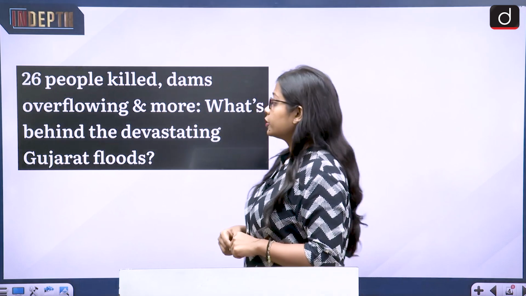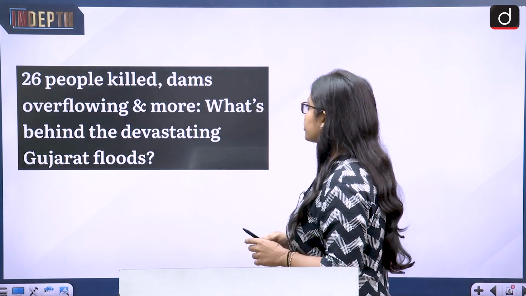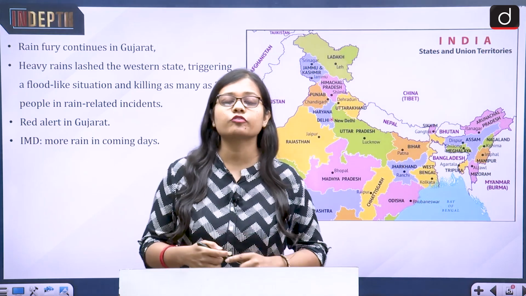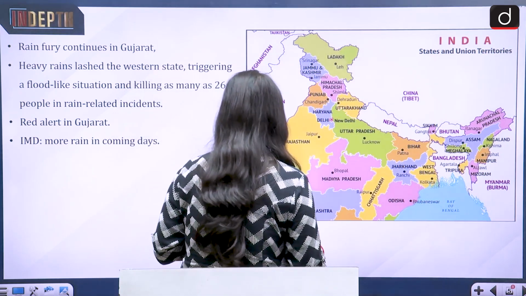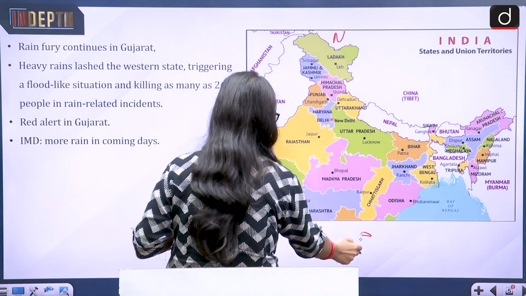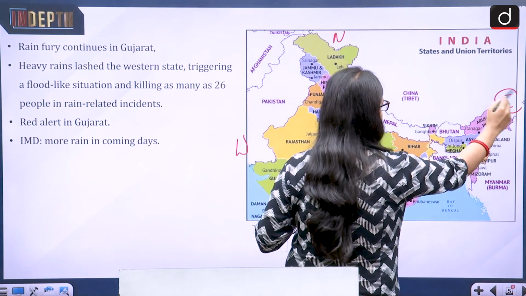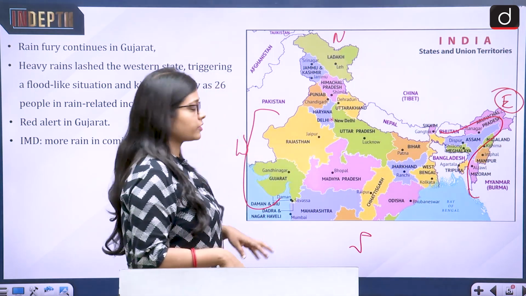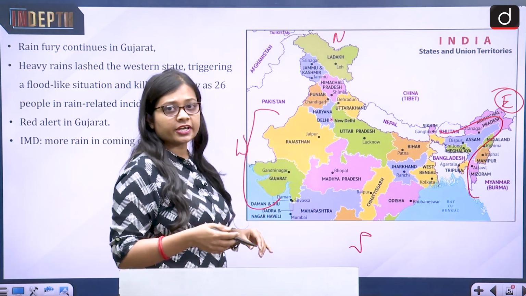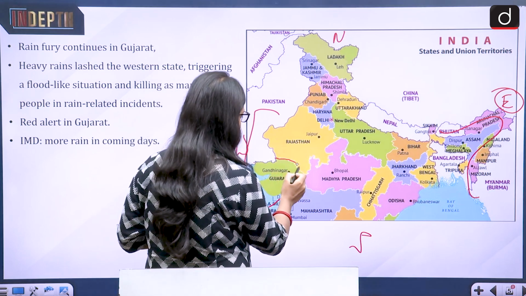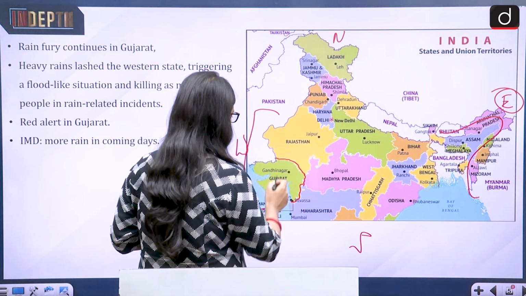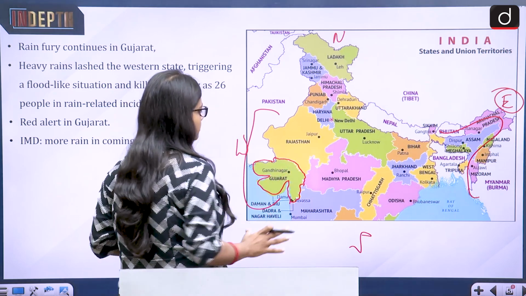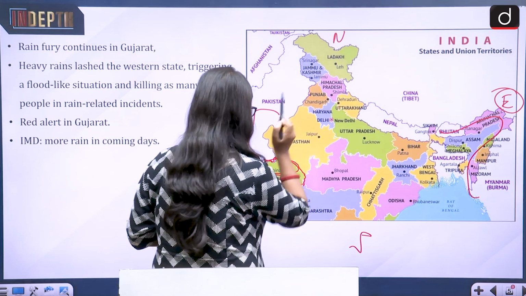So the news talks about 26 people killed, dams overflowing and more. What's behind the devastating Gujarat floods? First of all, if we talk about the state of Gujarat, look at this map. This is India's map, with north, south, west and east. In the northeastern states flooding is taking place, and in western India also flooding is taking place. Gujarat is the westernmost state of India, and it shares its border with Rajasthan, then Madhya Pradesh and Maharashtra, while the western border is shared with the Arabian Sea. The capital of Gujarat is Gandhinagar.